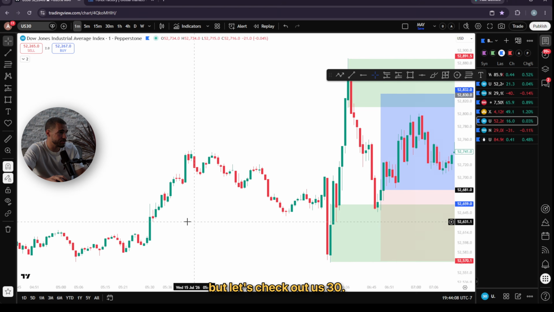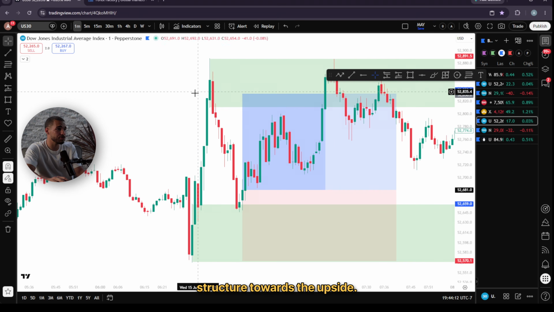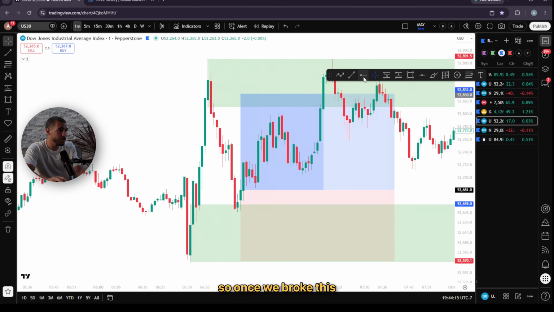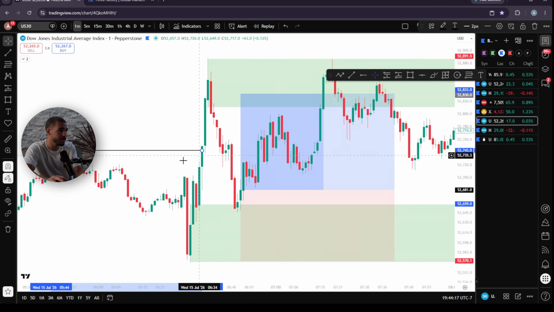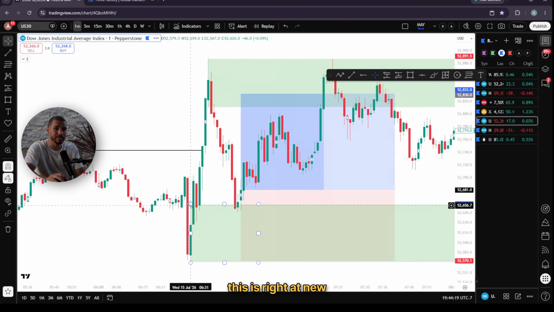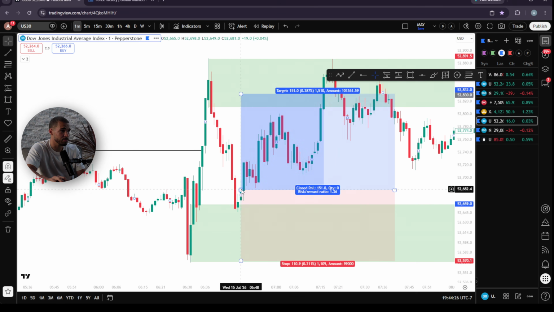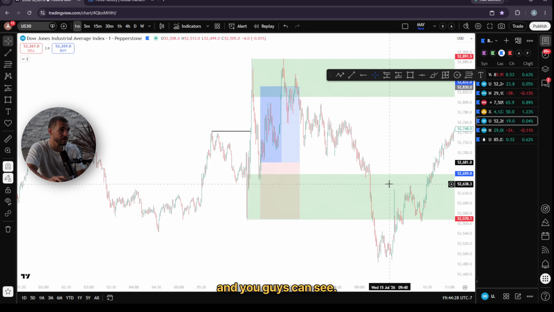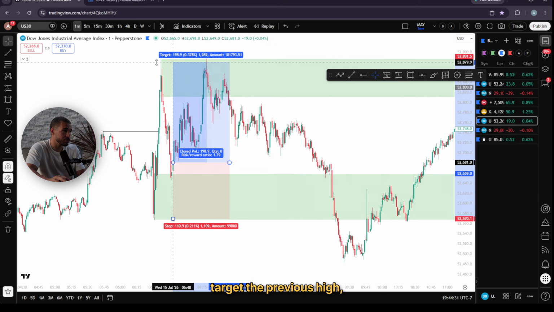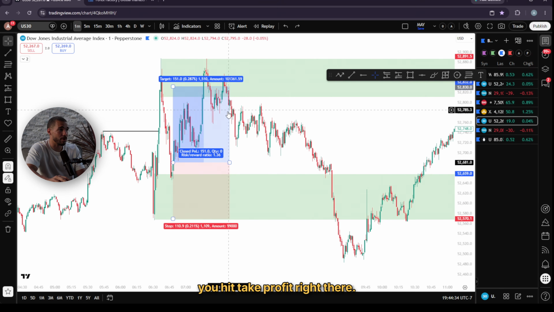But let's check out US 30. You guys can see over here, news gets released, price moves up, comes down, and then breaks structure towards the upside. So once we broke this structure towards the upside, I then go ahead and I mark out my zone right here. This is right at New York Stock Exchange open. Then price rallies on upwards, comes back, gives me bearish, indecisive, bullish above the 50. I hop into this trade, and you guys can see price pulls up, you target the previous high, you hit take profit right there.